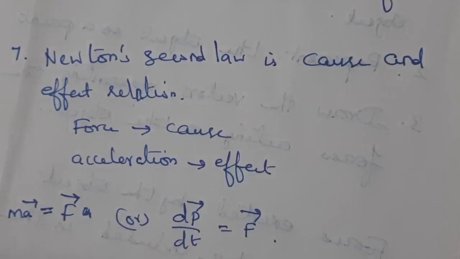Next, Newton's second law is consistent with the first law. If m dv vector by dt is equal to 0, we can write v vector is equal to constant. And last, Newton's second law is a cause and effect relation. So force is the cause and acceleration is the effect. So the effect should be written on the left side of the equation, and the cause should be written on the right side of the equation. The correct way of writing Newton's second law is dp vector by dt is equal to F vector.